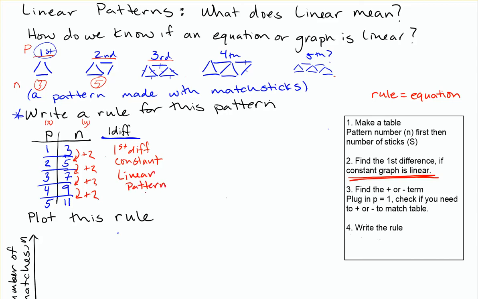And that's how we check for it when we're trying to identify what kind of rule we've been given, because it won't always be linear as we move on. But if the first difference is constant, we do have a linear pattern. So it is linear. The next thing that we need to do then is to write out our rule.